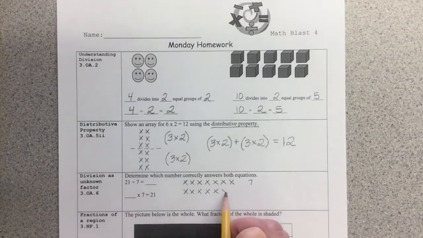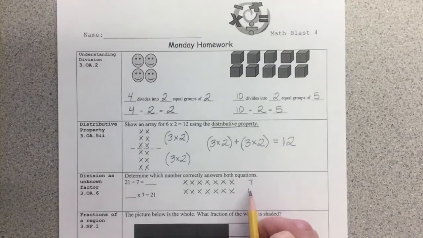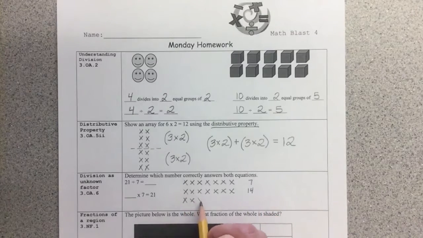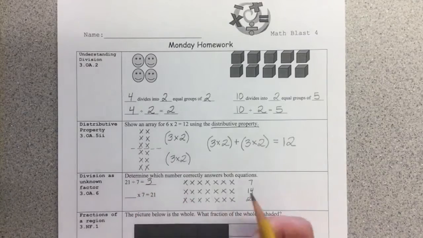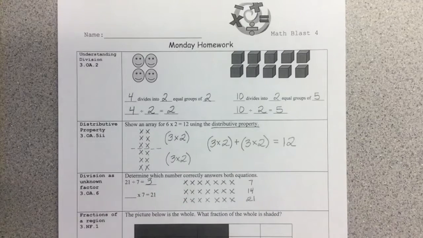Using my skip counting strategy, I'm going to figure out where I'm at. 7, 14. I have another group of 7, and that would be 21. So 7, 14, 21. 3 groups of 7. So I can say 21 divided by 7 equals 3, and 3 times 7 equals 21. Notice my picture matches my equation here. 3 groups of 7 equals 21 total.